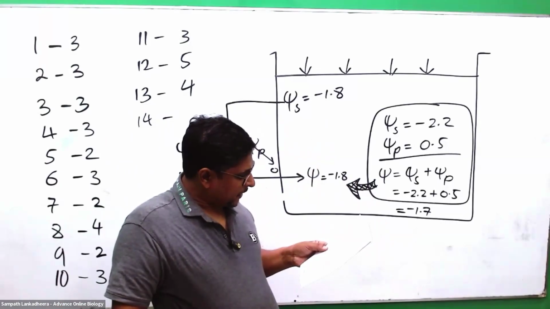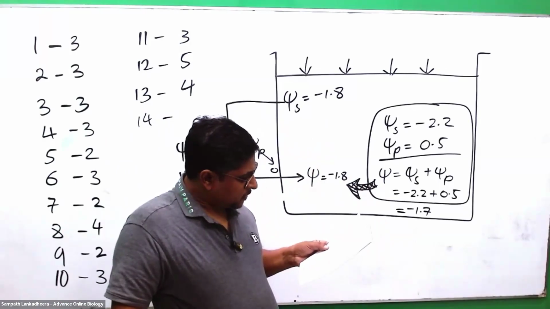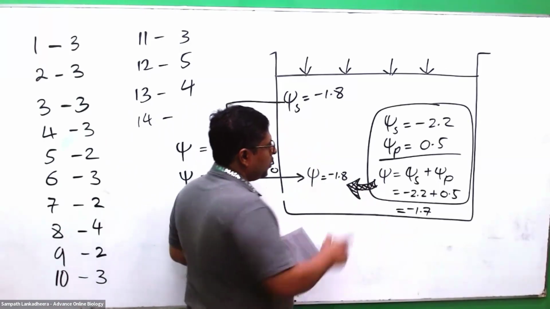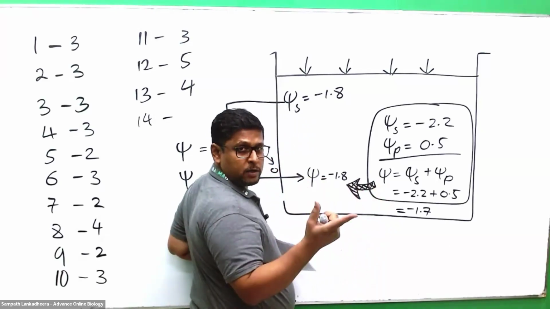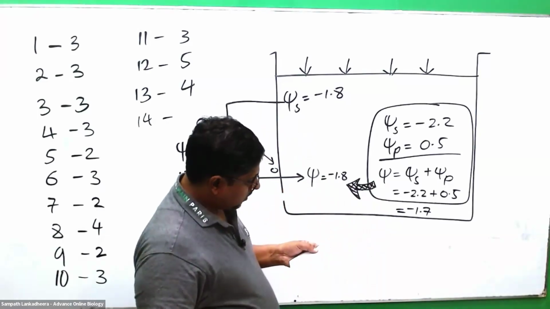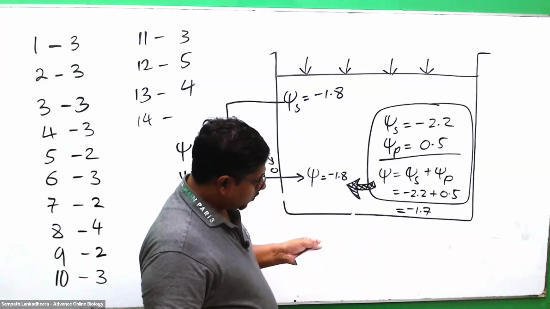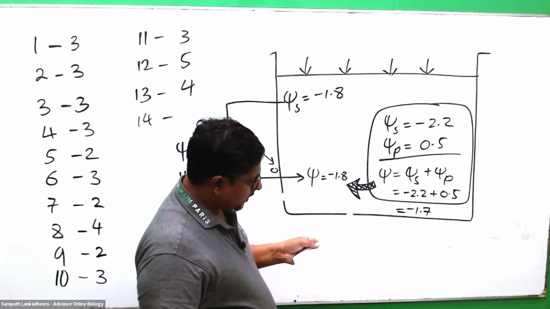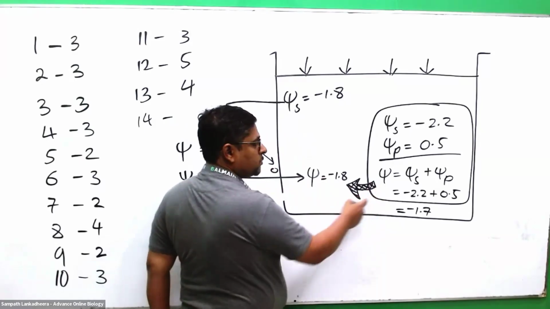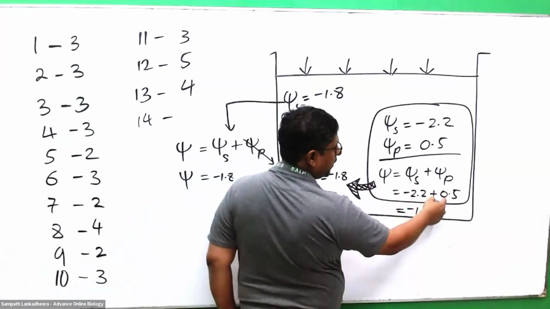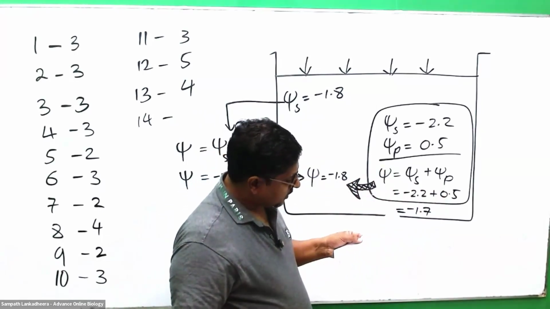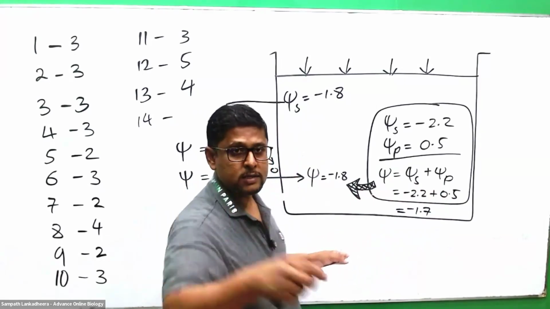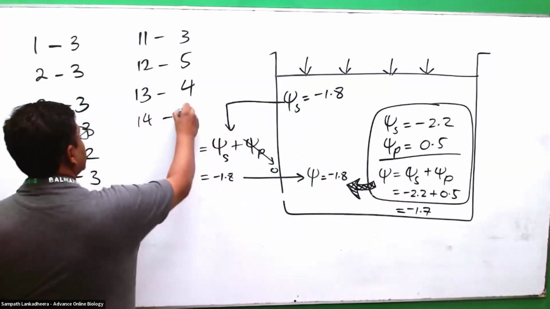Which of the following statements is correct? When the cell is in equilibrium, the water potential is equal to the pressure potential. No. When the cell comes to equilibrium, the outer solution water potential and the cell water potential become equal. That's all. So the first statement is wrong. The new pressure potential is lower than the initial pressure potential. Water comes out. So what is the initial pressure? 0.5. As water comes out, the pressure has to decrease. So it says the new pressure potential is lower than the initial. That is correct. The second is correct.